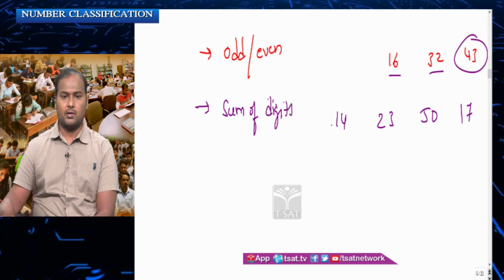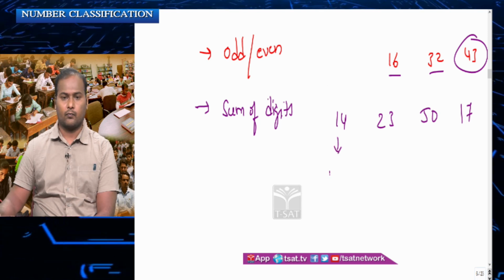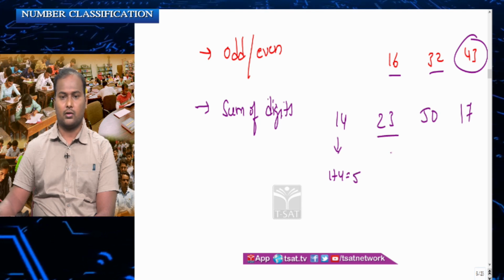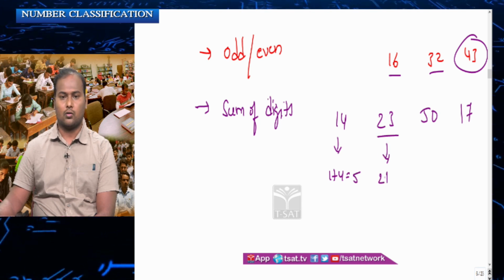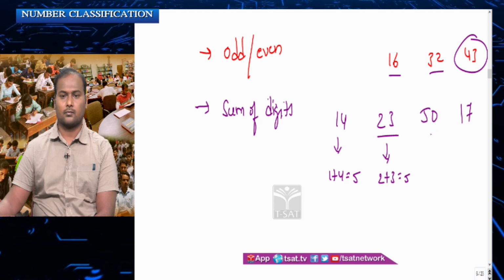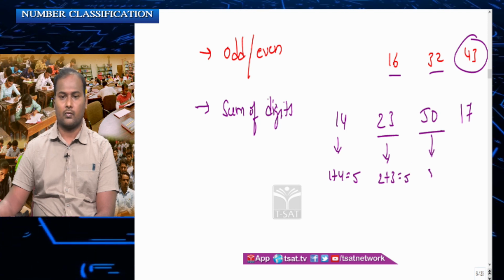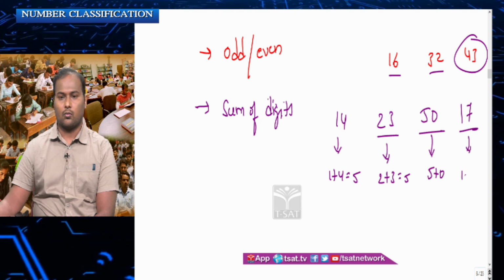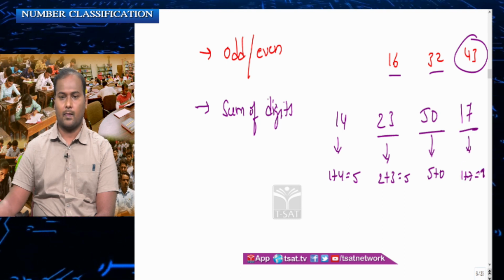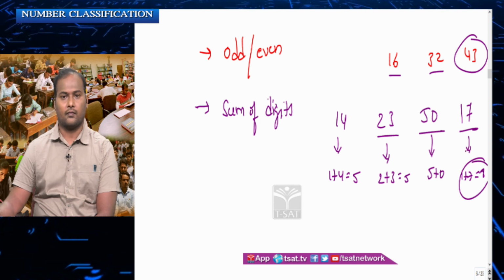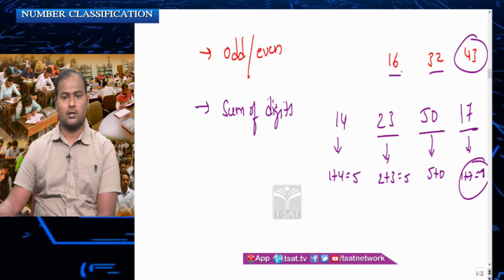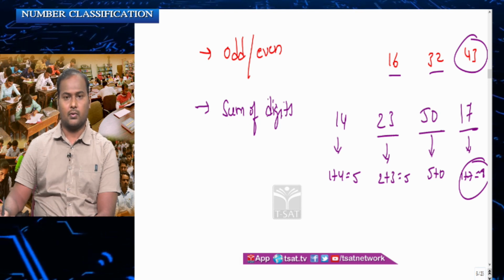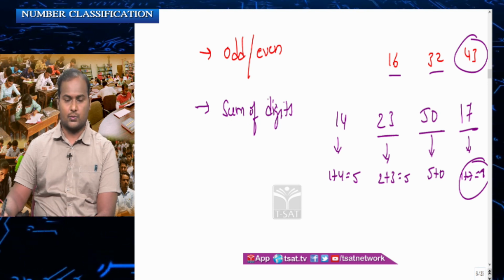also. The moment you see this, 14, 1 plus 4 is 5, here 23, 2 plus 3 is also 5, then 50, 5 plus 0 is also 5. The moment you see 1 plus 7, it will become 8. So, this is different compared to the others. So, your answer will be 17. So, you can expect questions based on sum of digits as well.